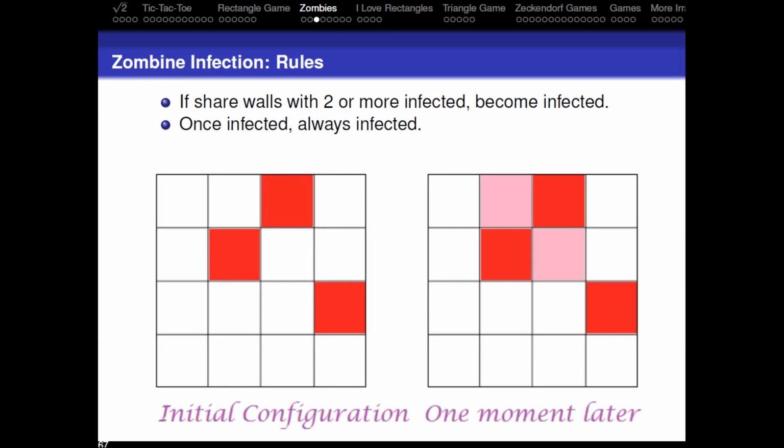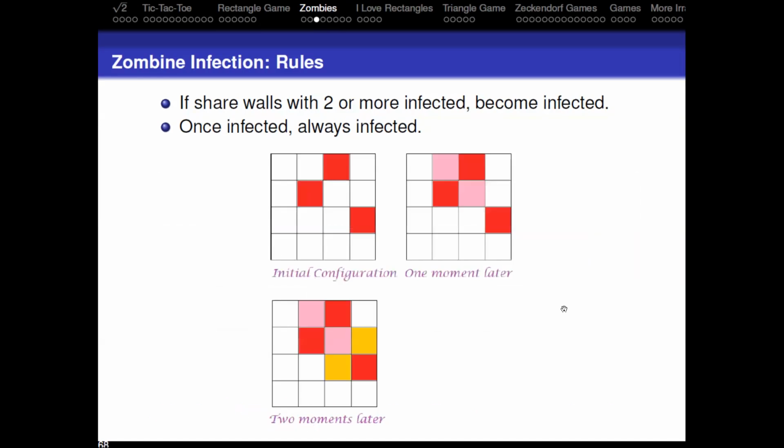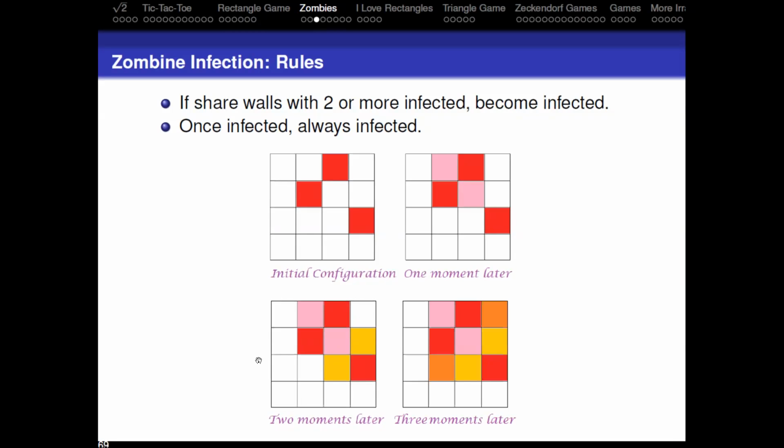Are there any other cells that become infected now? Well, yes, this one over here will become infected, and this one over here will become infected, right? And this corner one and the one down here will become infected. Is there anything else now that shares 2 walls with 2 infected cells? No. So the virus stops over here. It doesn't go any further.